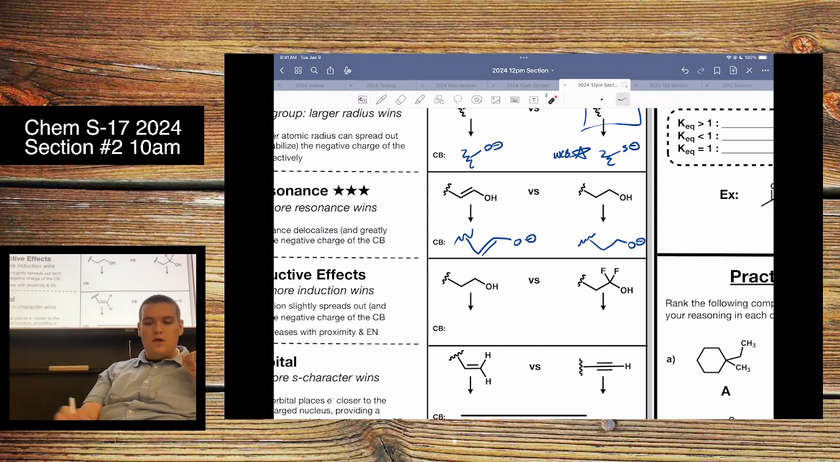So, one of these can do resonance. Which one can? The left, right? So this is our neighbor rule: it looks sp3, it has a lone pair, and it's adjacent to a pi bond. So it can do resonance like this. And if we can spread out a positive charge, that's going to stabilize it. So this is our weaker conjugate base, and this is our stronger acid.